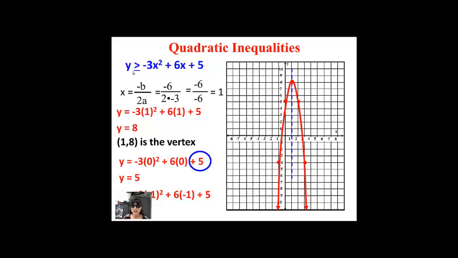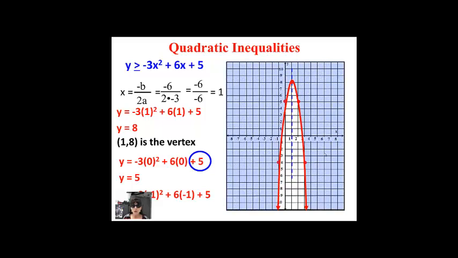And I said it was a solid line because it has an equal underneath. Now we have to determine, are we going to graph above the parabola or below the parabola? How do we know what is above and what is below? Look at your vertex. If it is greater than, then it's going to be the area that's above your vertex. If it is less than, it's going to be the area that is below your vertex, whether it opens upward or downward.